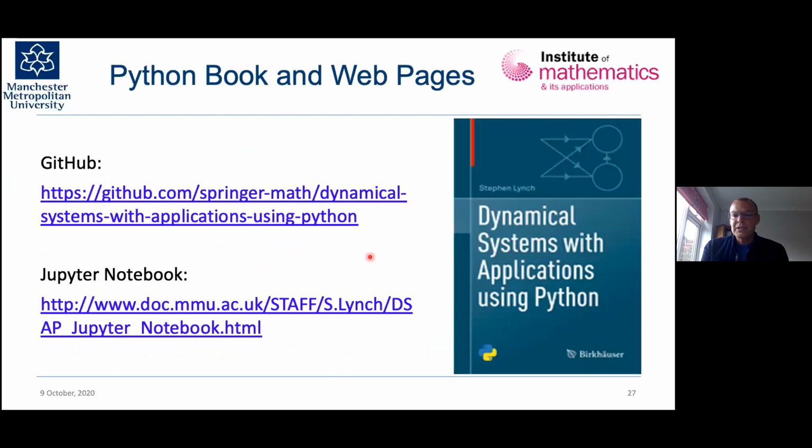So I've written a book, Dynamical Systems with Applications Using Python. There is a GitHub repository, so all of the Python programs associated with this book can be downloaded through GitHub. Or similarly, you can go on the World Wide Web, just go to this web address here, and you can see all of the Python programs.